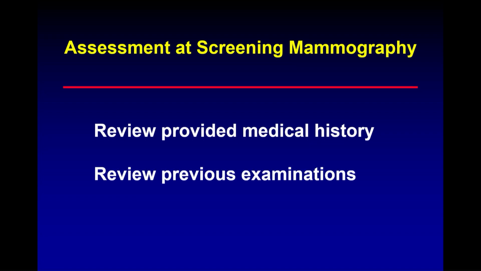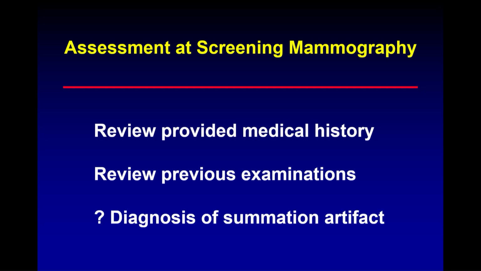More important is to review the prior exams. And this is really the most important thing you can do with asymmetries: compare with priors. Not just to pick out the developing asymmetries, but also to identify summation artifacts. And by comparing with priors, even at screening, when you don't have a chance to get any more additional images to work them up, you can identify about half of the summation artifacts, even at screening.